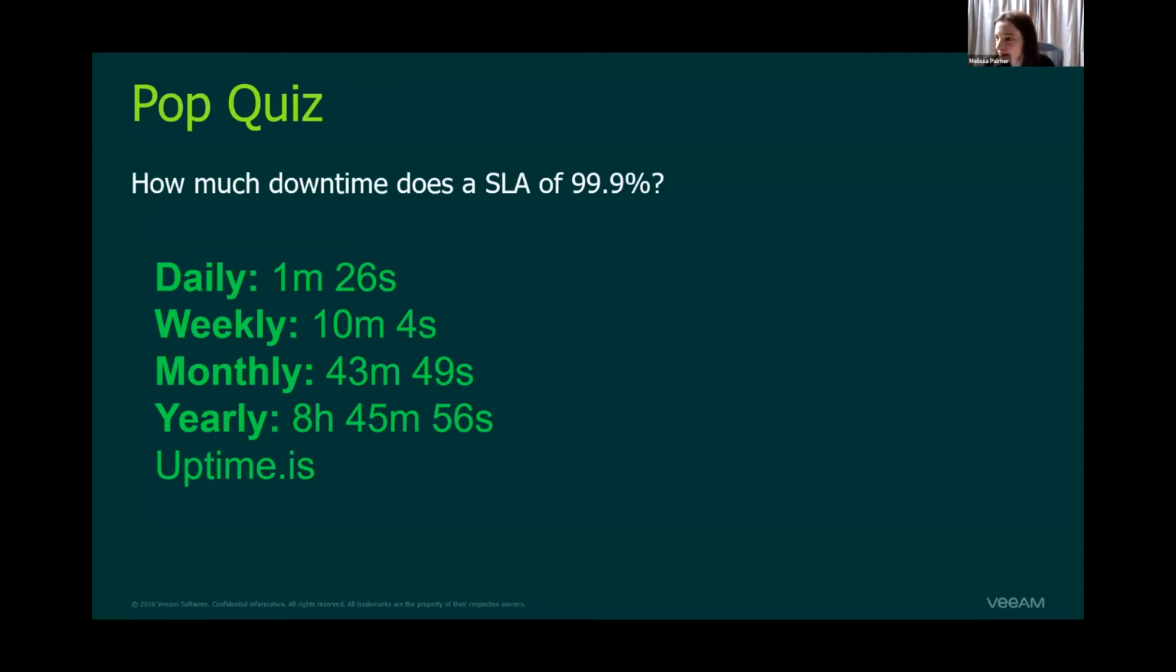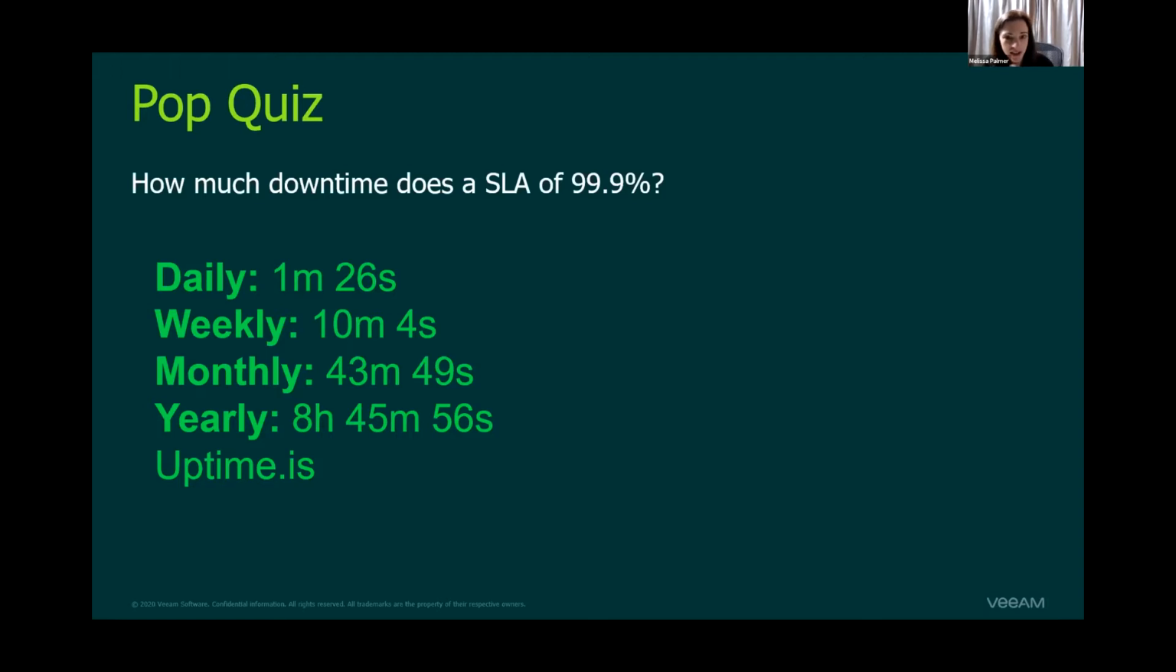There's this website called uptime.is, and you go in there and you put in however many 9s you want, and it will pop out all this stuff for you. And if you ever decide you want to do a VCDX, you better memorize a list of 9s because you will probably be asked. How much downtime does an SLA of 99.9% allow? It depends on how you're looking at it: daily, weekly, monthly, yearly. But basically, on a yearly basis, it's 8 hours, 45 minutes, and 56 seconds of downtime.